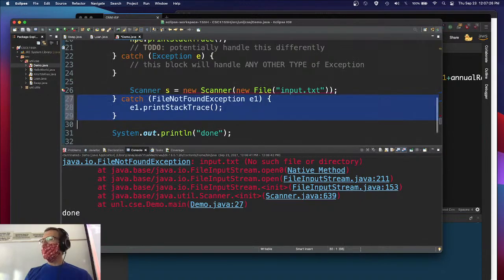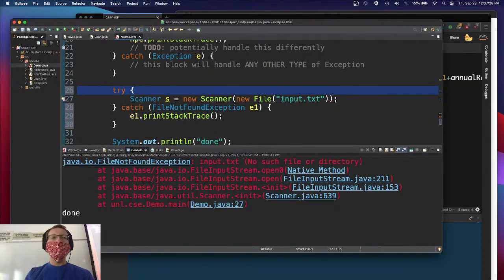So let me go ahead and undo this. And you are forced to surround it with a try-catch. So 25 years later, we're still dealing with their design mistake. How do we deal with it? So we're trying something, and then we're catching the exception.